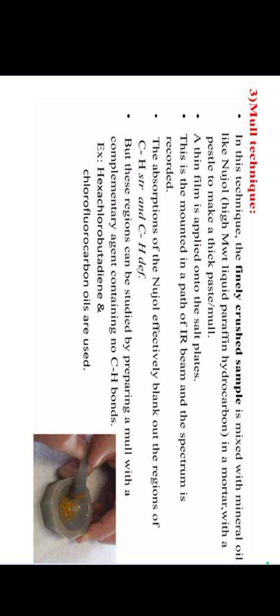But these regions can be studied by preparing a mull with a complementary agent containing no CH bonds. For example, hexachlorobutadiene and chlorofluorocarbon oils are used. These are the techniques we use in the sampling of solids in the sampling techniques of IR spectroscopy.